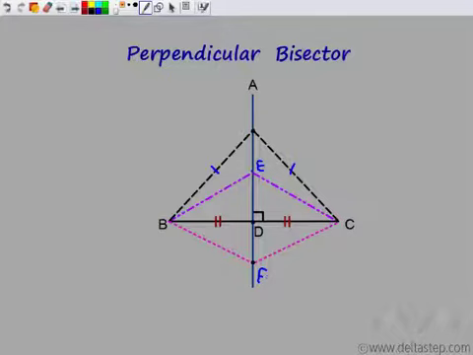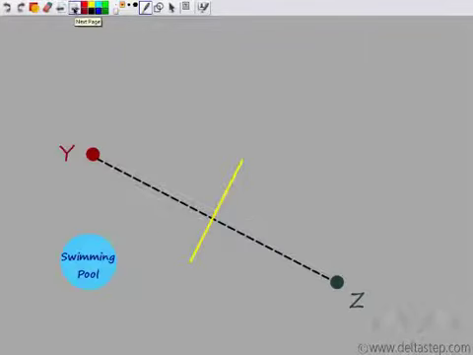Now let's try to apply this to the problem. So this is exactly what my problem was. I had these two communities and I wanted points which would be equidistant from both. So what I can do is draw a perpendicular bisector. So if I draw a perpendicular bisector, this is the midpoint. Let's say this point is A. So YA would be equal to AZ, the midpoint.